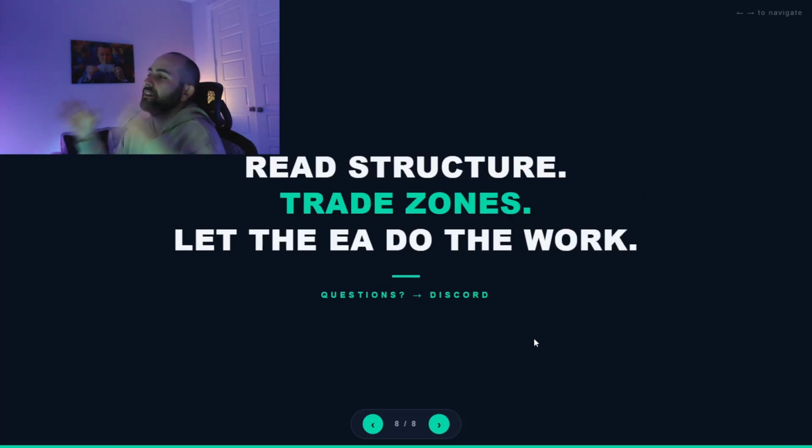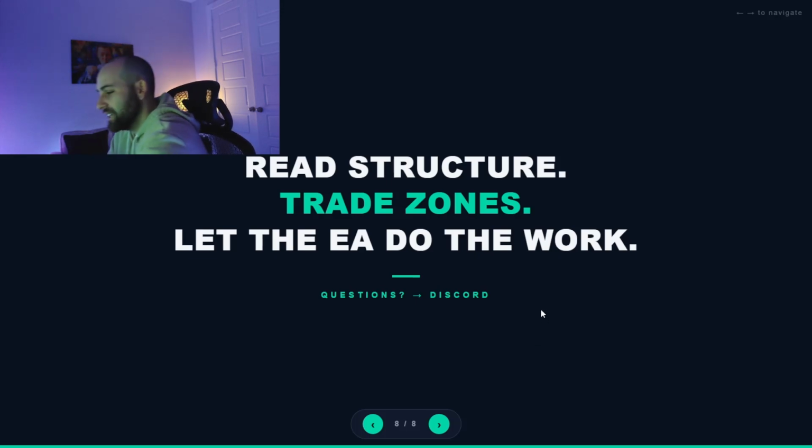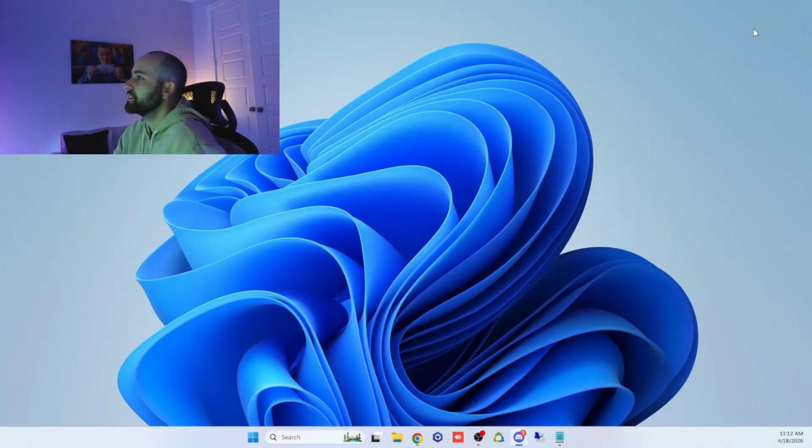Anyways, let the EA read the structure, trade the zones, and basically the EA does all that, right? It's not perfect yet. I must advise you because it's taken me a while to understand the market, right? You can say, oh yeah, I know what a trend market is. I know what it is, but it's more than that. And once you get into the levels of depth that I've gotten, there's always going to be something.